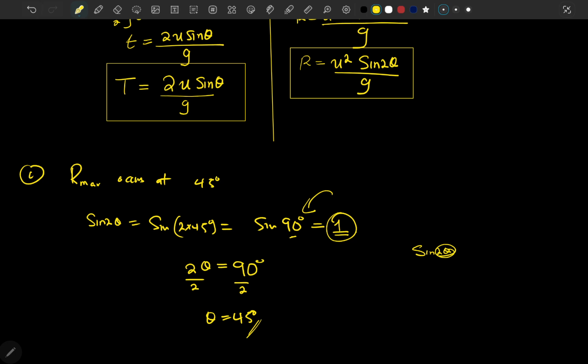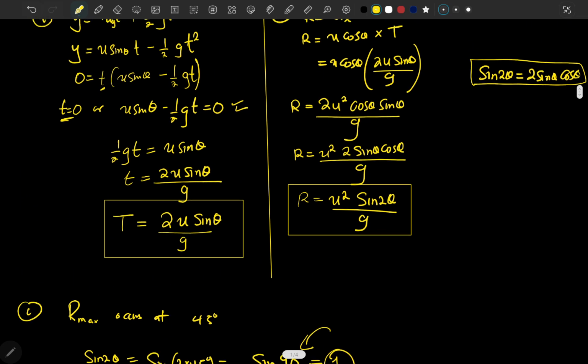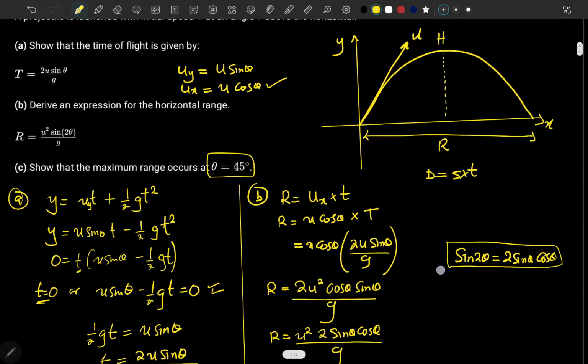Even if you put sine 90 there. All right, so I think I've answered most of the questions here. Know how to derive them.